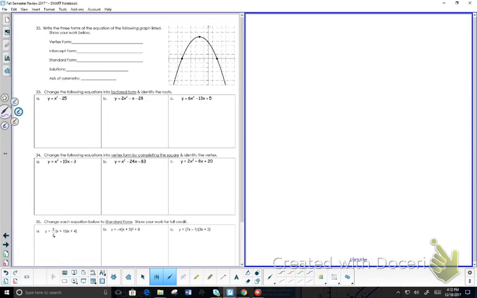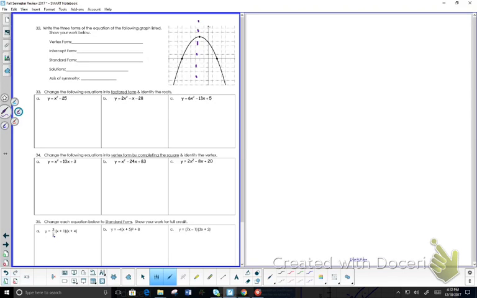Okay, so looking at your first one, you've got a graph, and you've got to write it in vertex form, intercept form, and standard form. You've got to write the solutions and the axis of symmetry. Some of these are easier than others. The axis of symmetry is going to be x equals -2. Your solutions: you've got one right here, 1, 2, 3, 4, 5, -6, and your other one's going to be 2.